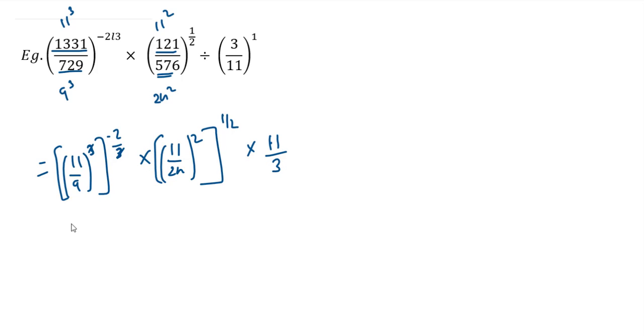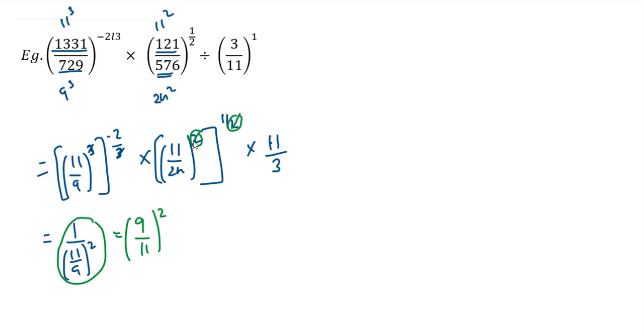Since this is a negative power, we will write this as 1 upon 11 by 9 the whole square. Now instead of writing it in this way, we can write it as 9 by 11 the whole square. This is one and the same thing. And now if you notice, we have a square here and we have to take the square root as well. So the square and the square root will cancel out. We'll be left with 11 by 24. And this thing will be multiplied with 11 by 3.